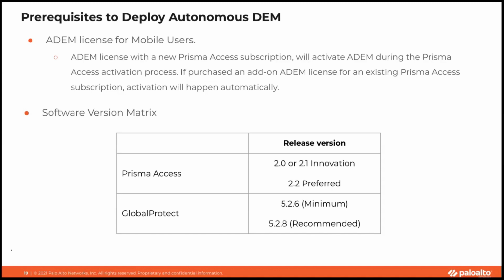You must use either cloud managed Prisma Access, or with Panorama managed, you should be on Prisma Access 2.0 or 2.1 Innovation release, or you should be upgraded to 2.2 Preferred, which is already on the track, and every one of our customers' Prisma Access will be upgraded to 2.2. We are already in the upgrade cycle.